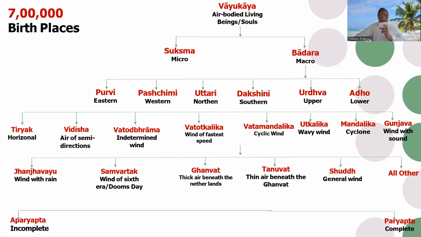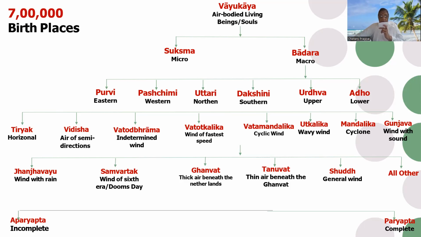So in that time, what kind of wind flows or blows, that is known as Samvartak, and due to that there is heavy rain on the earth. Everywhere there is flood, and because of that, everything on the earth or the human civilization starts collapsing. So Ghanvat is a kind of thick air which is beneath the Netherlands.